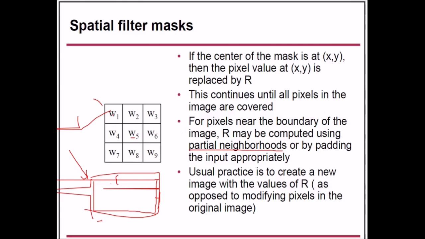Let me give the example. What the median will do is this: W1 to W9 will not be taken, only Z1 to Z9, meaning the actual pixel values. The median of these 9 values will be computed and will replace the center value. And for the min or max, the minimum or maximum of the pixel values from Z1 to Z9 will be computed and that will be replaced here.